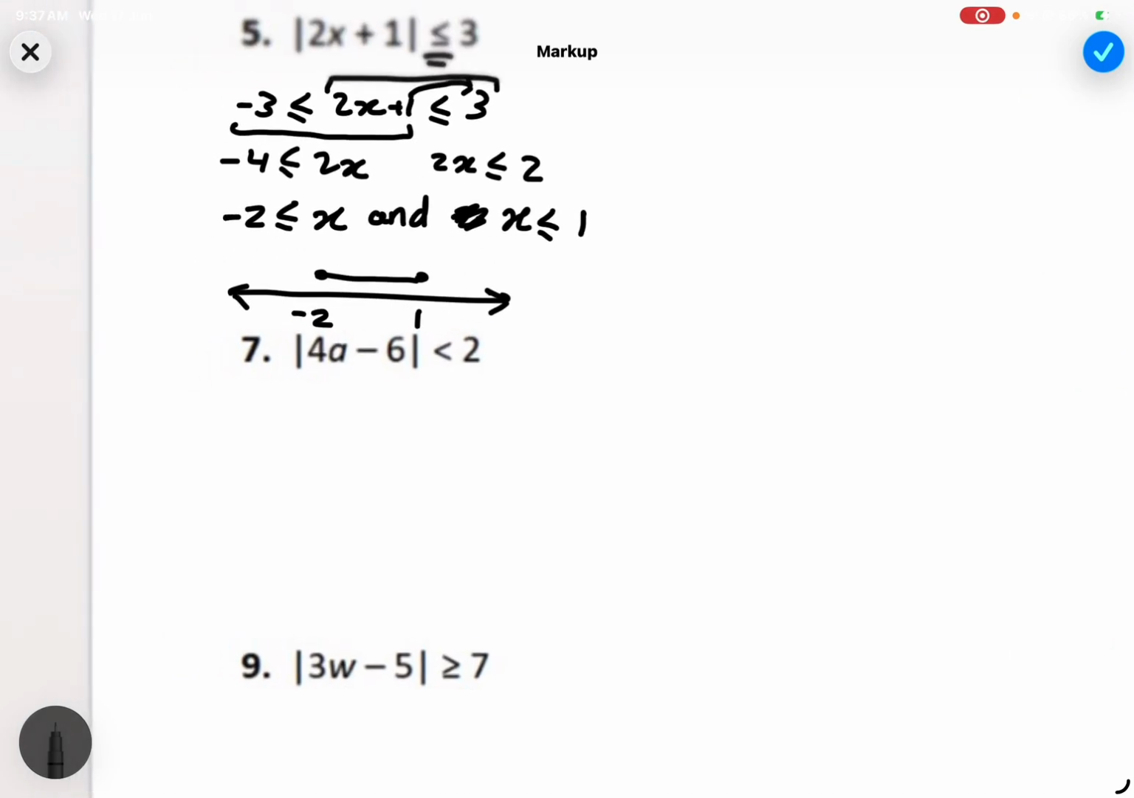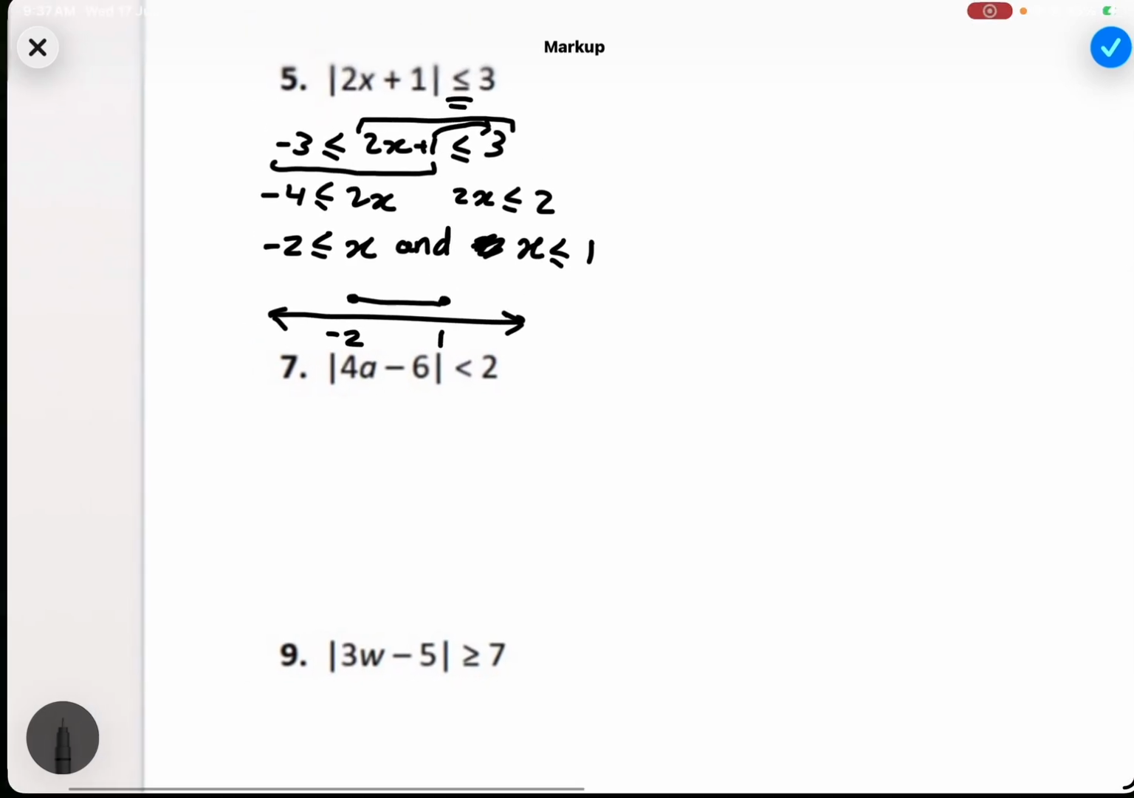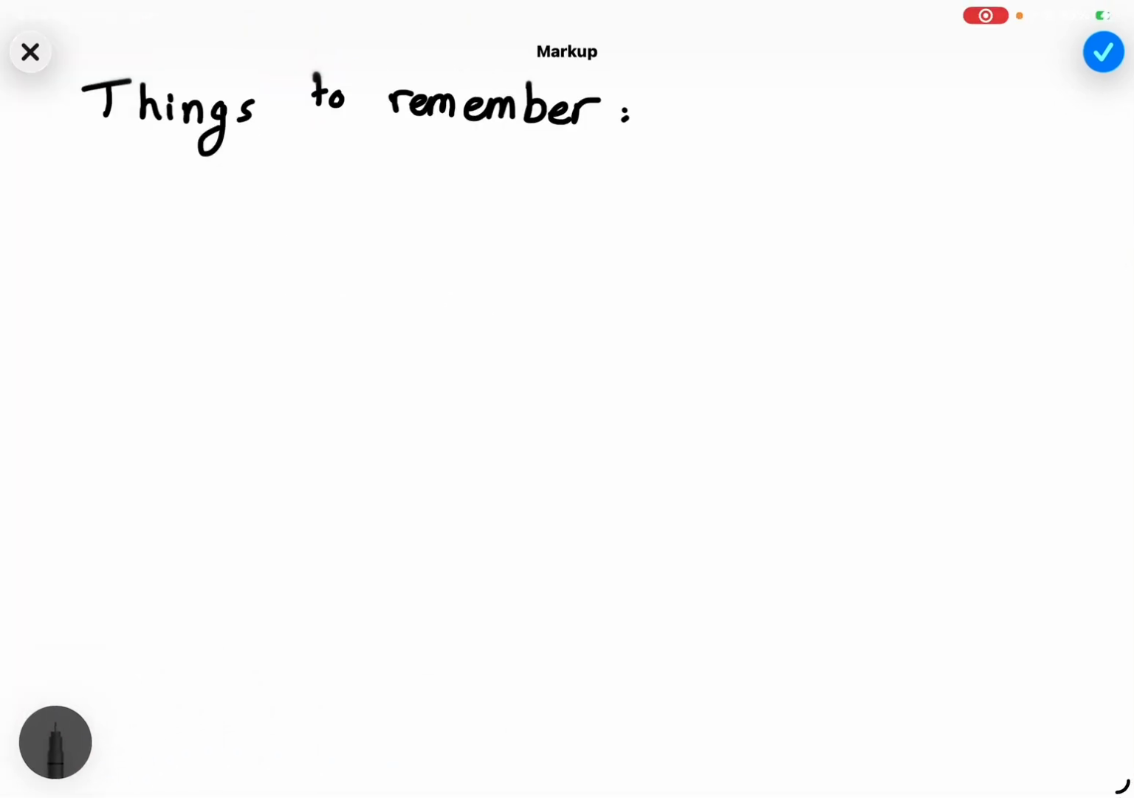Yeah. Okay. For this one, we just do... So here are some things to remember. This is like a cheat sheet for the absolute value equations.